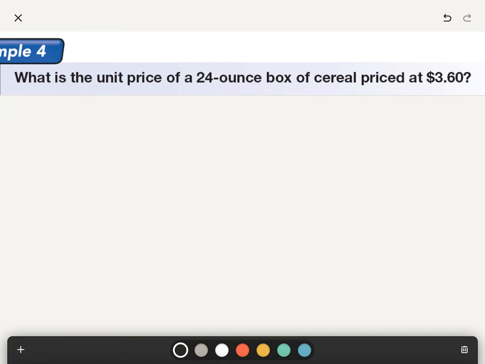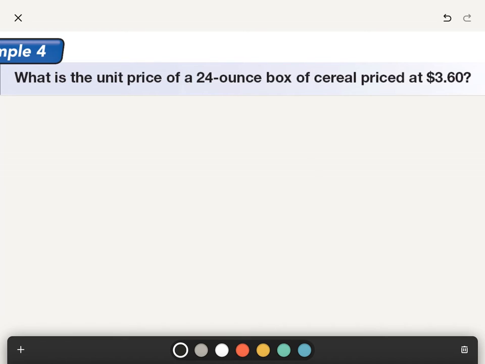Probably how you would see this on something that matters, like the CTP, would be like, well, there's one 24-ounce box of cereal priced at $3.60, but then there's a 20-ounce box of cereal that's priced at $3. Which is the best value? And so what you would do is you would get the unit price of both of those and compare them.